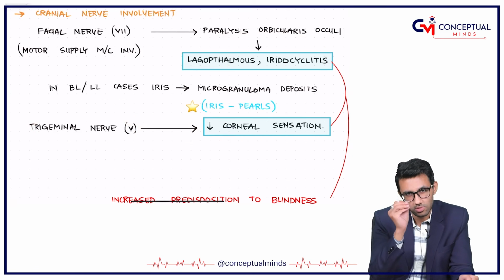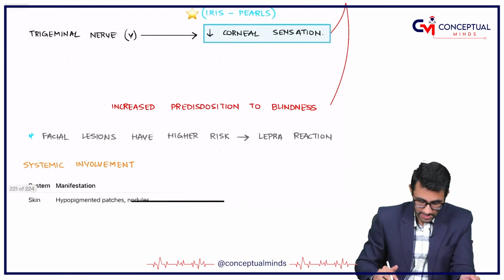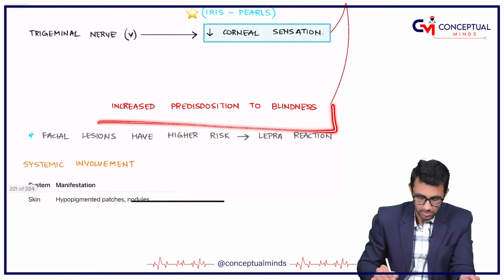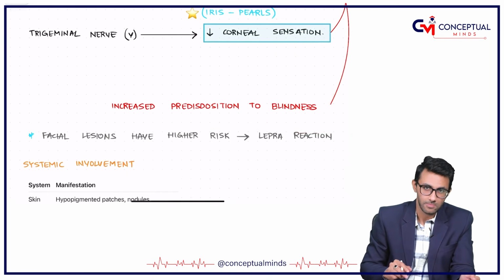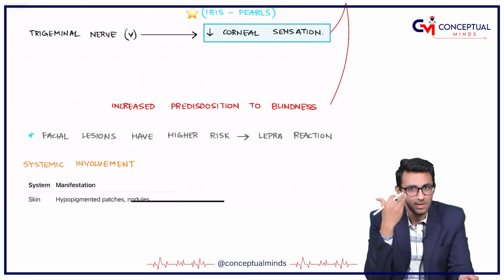What do these two things predispose the patient to? That is the question. It predisposes the patient to blindness, right? Increased predisposition to blindness, because the eyes are open, the lid is not closing. If the lid is not closing, what is going to happen? It will be continuously exposed to the air, right? There will be dryness, and anterior uveitis will be there.